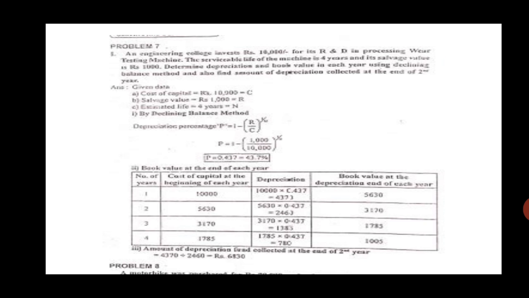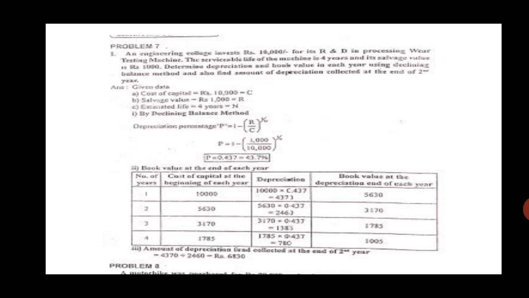An engineering college invests rupees 10,000 for its R&D in procuring a VR testing machine. So for laboratory research and development, they are buying an equipment, a VR testing machine costing rupees 10,000. This is a capital cost. The serviceable life of the machine is 4 years, and the salvage value is rupees 1,000. So you can use the machine for 4 years, and after 4 years you have to scrap it, and when you scrap it you will get 1,000 rupees as scrap value or salvage value.